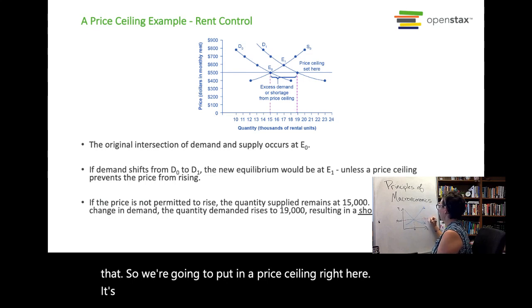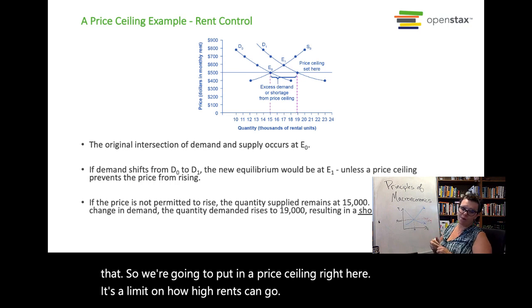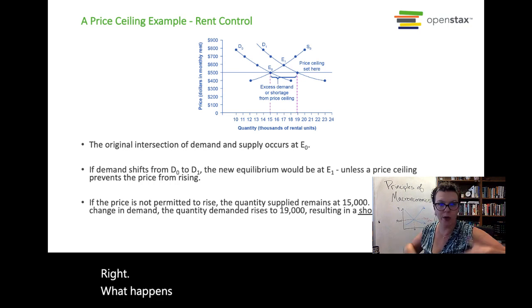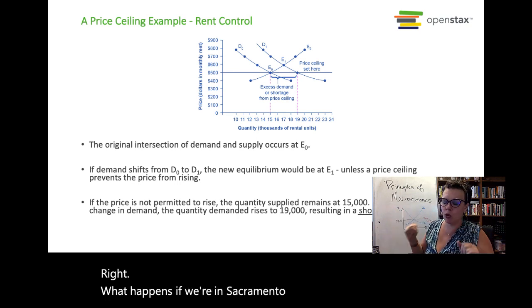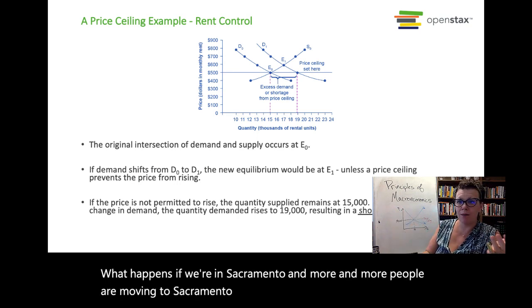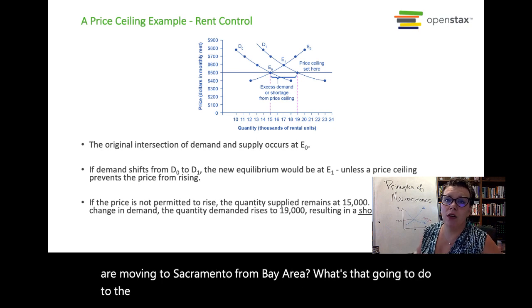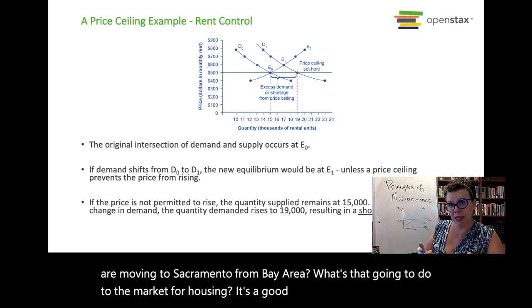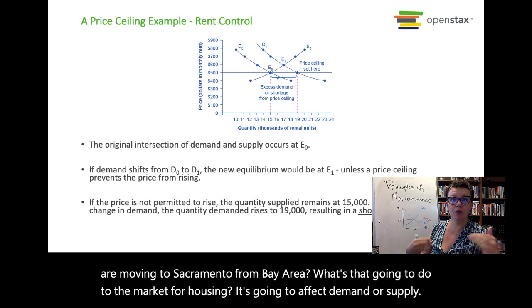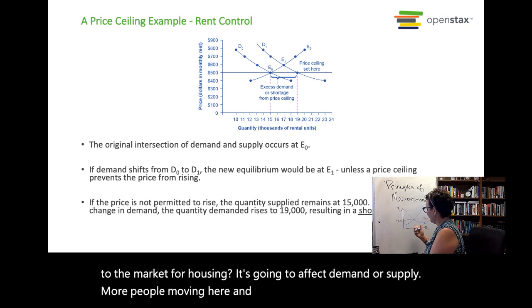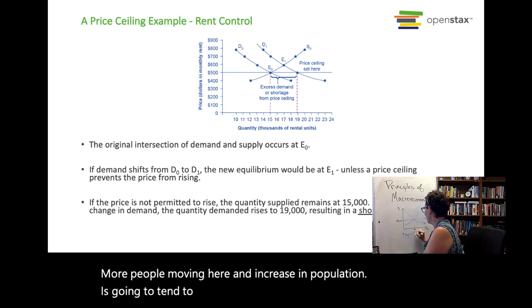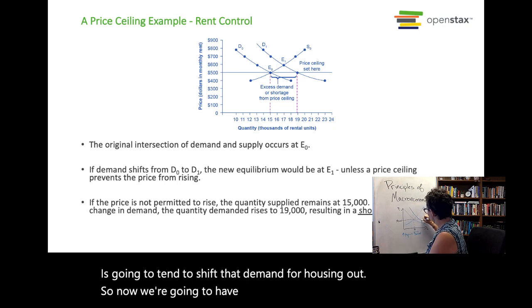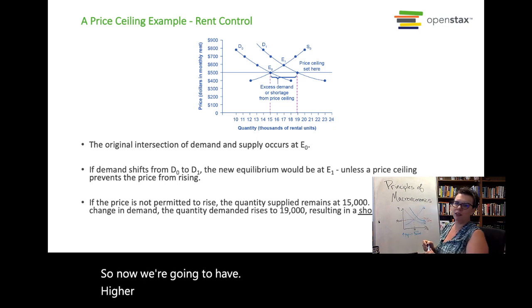It's a limit on how high rents can go, right? Now, what happens if we're in Sacramento and more people are moving to Sacramento from the Bay Area? What's that going to do to the market for housing? Is it going to affect demand or supply? More people moving here, an increase in population, is going to tend to shift that demand for housing out. So now we're going to have higher demand.